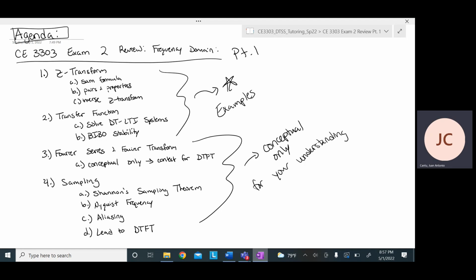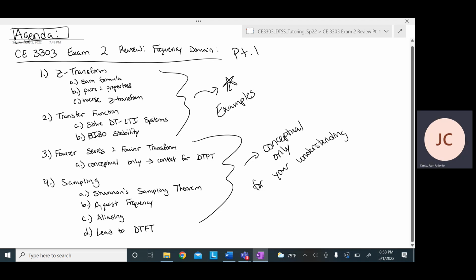Now it's frequency domain. I will break this into a part 1 and a part 2 because y'all have so much material being covered on this exam. So this is the agenda for part 1, and part 2 will be released shortly after this. For part 1, we're going to go through the Z transform first, and we'll talk about the summation formula for it, Z-transform pairs and properties, and of course the inverse Z-transform.